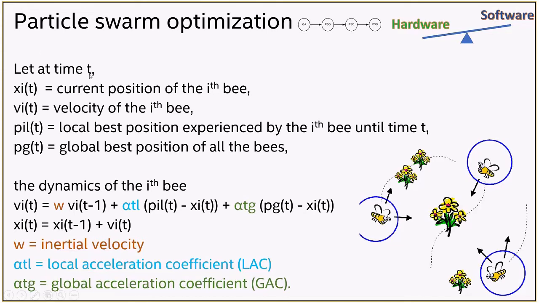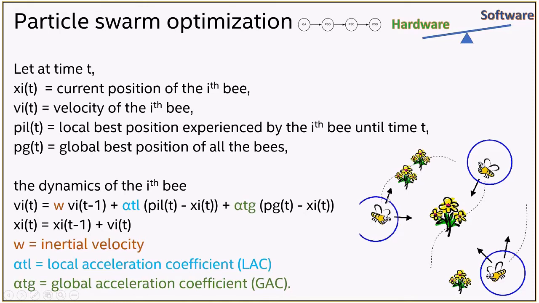At a given time t, there would be a current position and a direction or velocity vector, and there would be a local best and a global best. The global best would be constant and is shared among every bee. The local best is for only one bee.